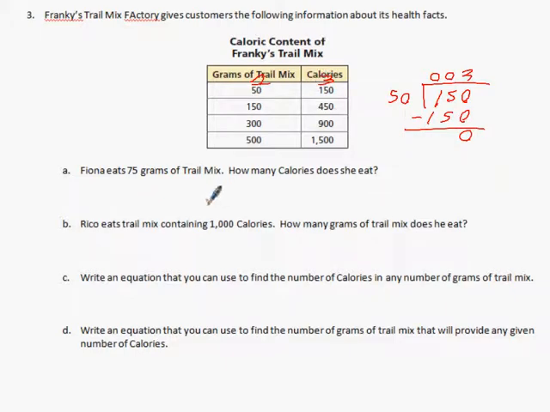So 75 times 3 is 225. So 225 calories. Notice that multiplication once we have how many calories 1 gram is. B. Rico eats trail mix containing 1,000 calories. How many grams of trail mix does he eat?